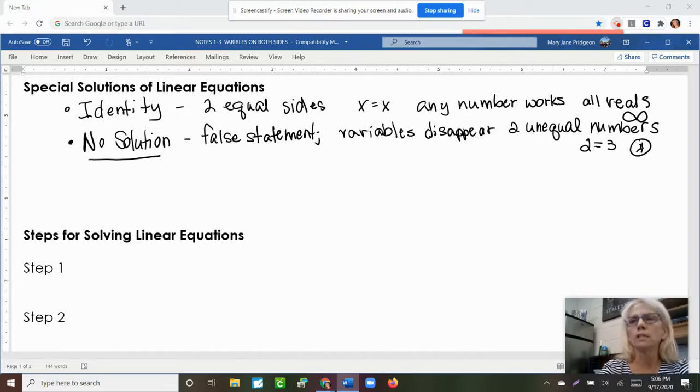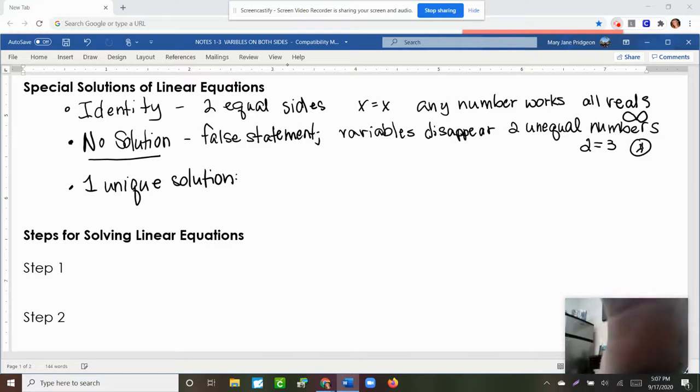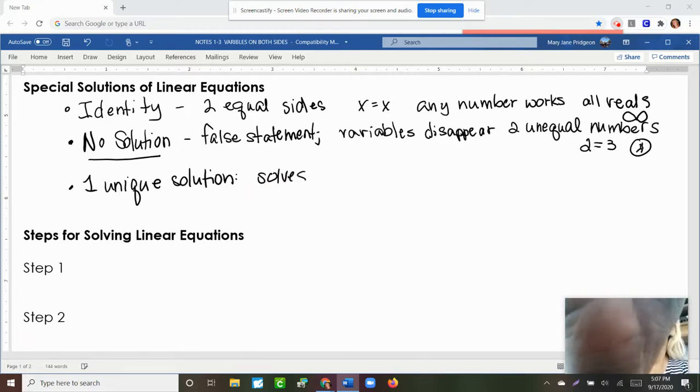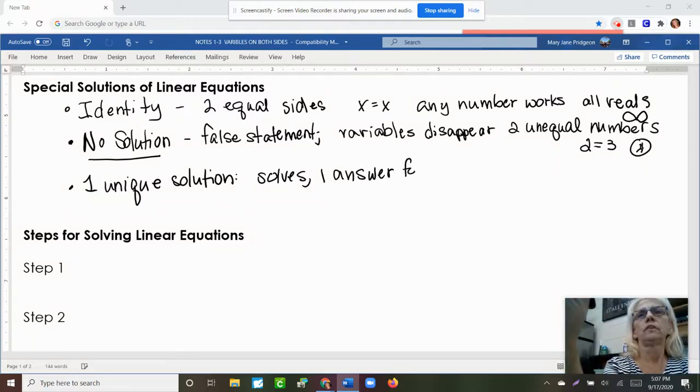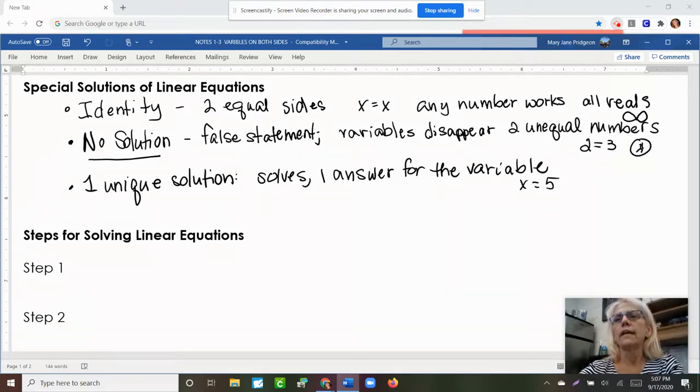And the last one is what we're used to having happen, where we get one unique solution. Okay, so you work it out and it just solves. You get one answer for the variable. Okay, so like x equals 5. Nice. That's what we want.